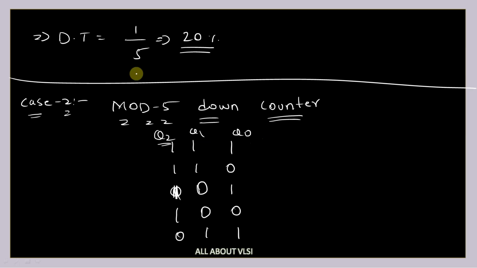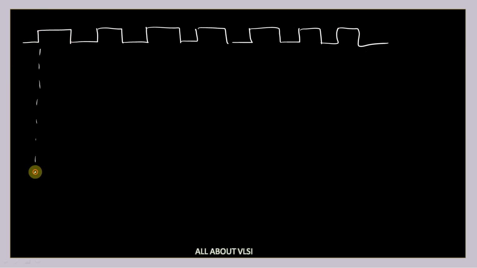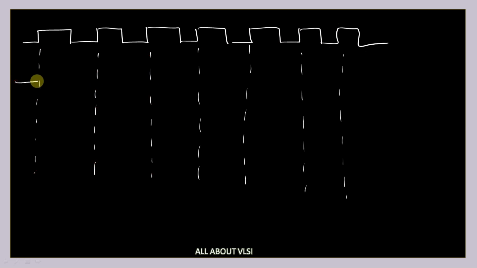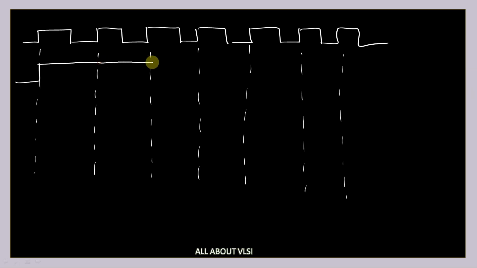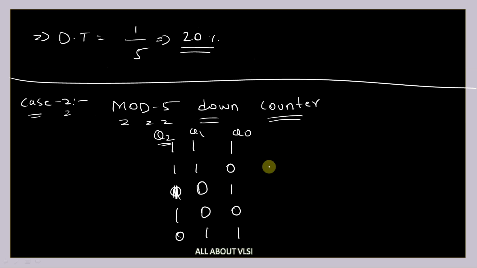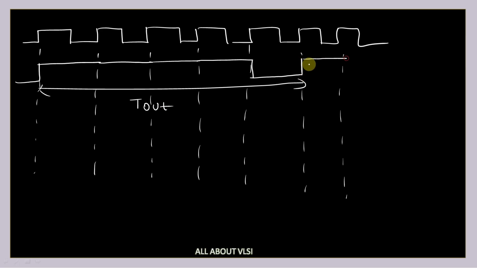If I consider this Q2, then let's see it in the diagram. This is my clock. If I consider my MSB, that is Q2, let us see how it is going to look. It is 1 for how many cycles? 1, 2, 3, 4 cycles it is 1, and for 1 cycle it is equal to 0. So this is my time period, T out, and again it is becoming 1. And this is the time period of the clock.